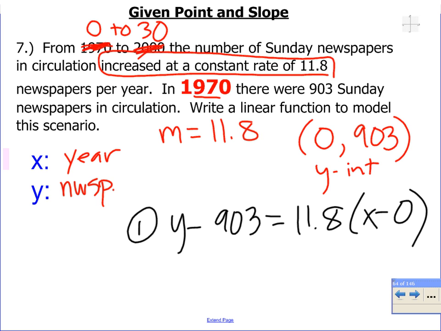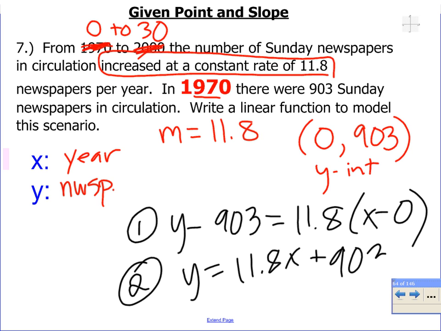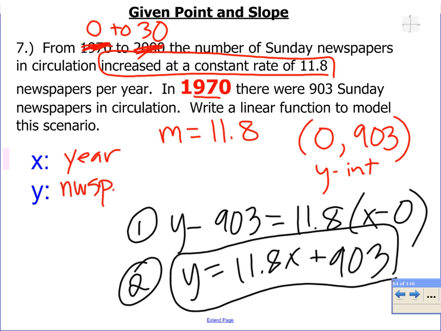Awesome. So mentally, you should be able to do this in your head. Put that into slope-intercept form in your head. And what is slope-intercept form? I should have more than this side of the room's hands up. I know if Gigi could talk, she'd have her hand up, right? Andy, what do you think? Awesome. Y equals 11.8x plus 903.